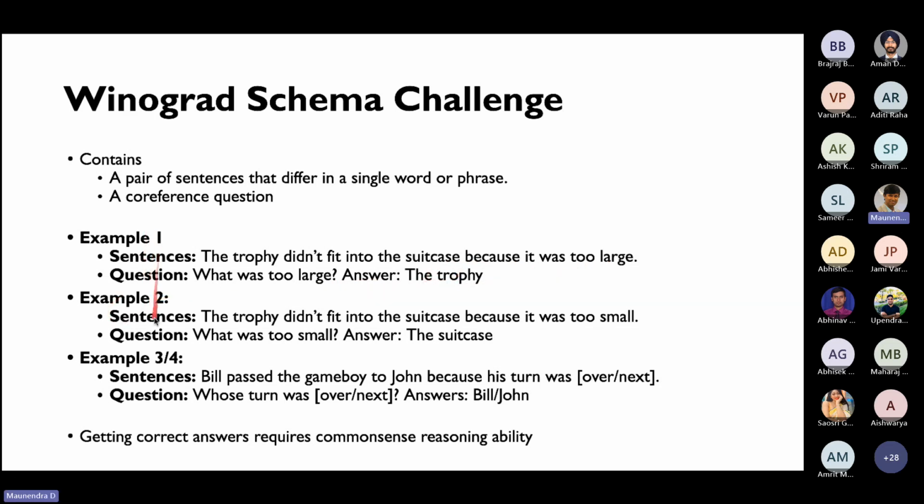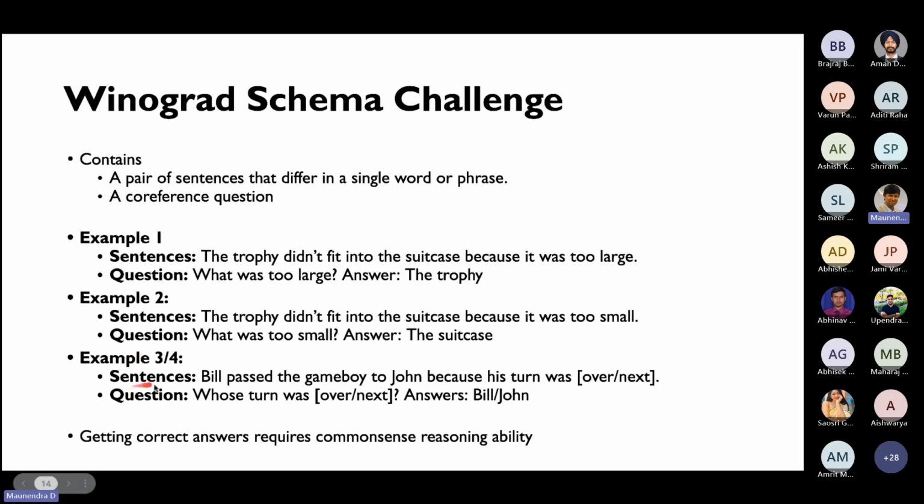The second example here is, the trophy didn't fit into the suitcase because it was too small. Only change is this large became small. Question is, what was too small? Now the answer will change. It will become the suitcase.